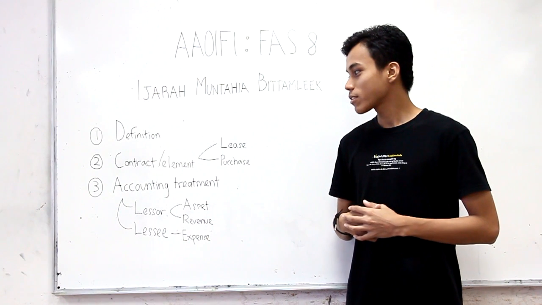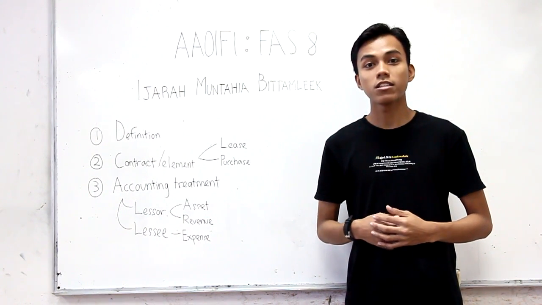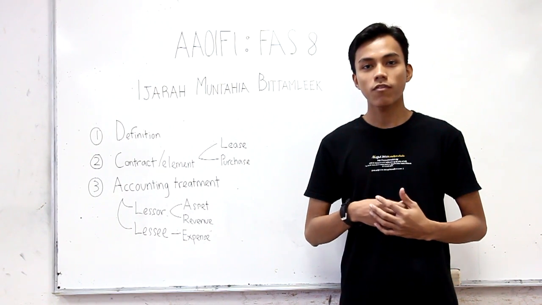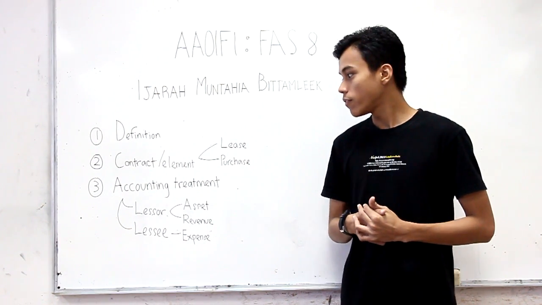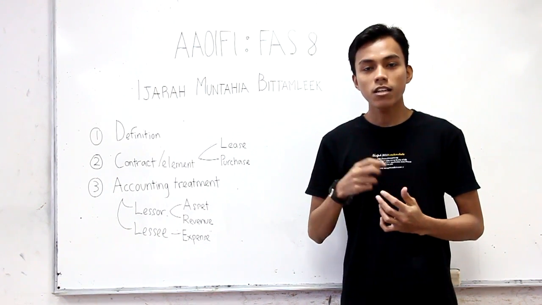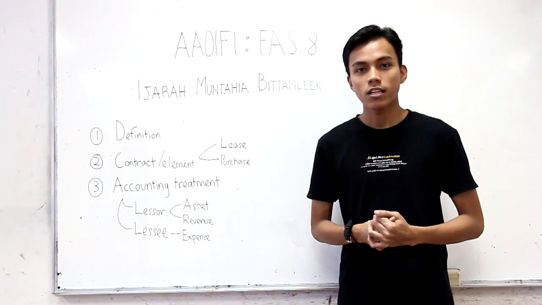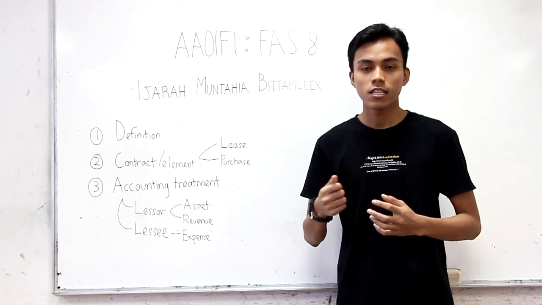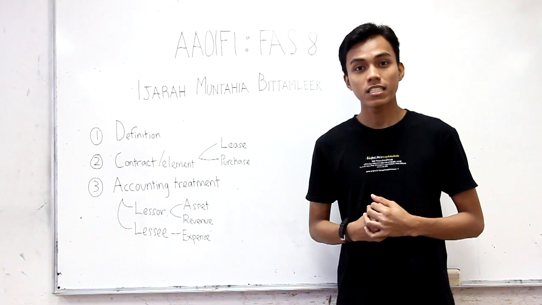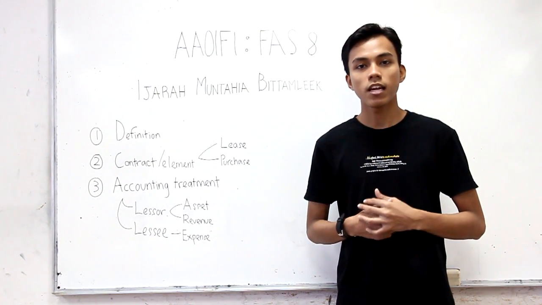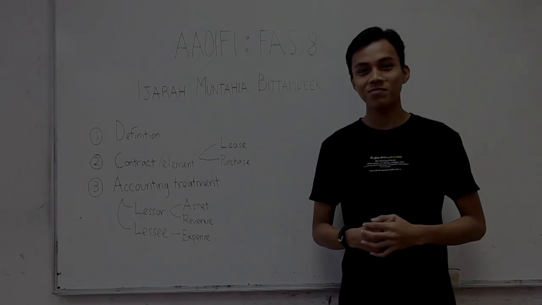Now, the second point is the contract or elements in Ijarah Muntahiah Bil-Tamleek. In Ijarah Muntahiah Bil-Tamleek, we have two elements. First is lease, and second is purchase. At the beginning of the contract, the lessor will lease the leased property to the lessee, and at the end of the lease period, the lessee will purchase the asset from the lessor.